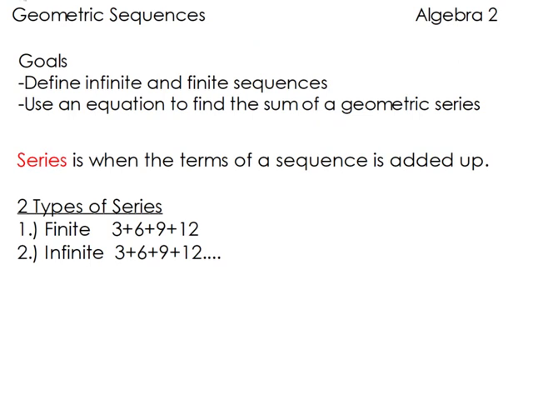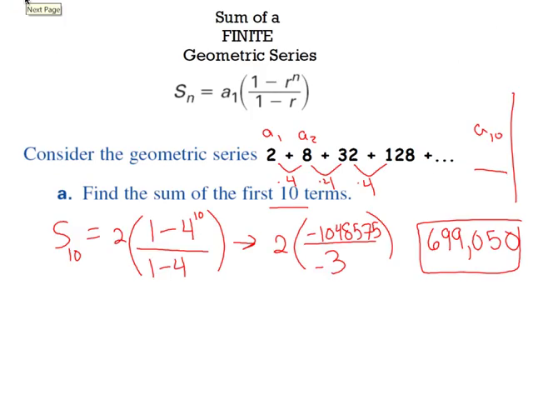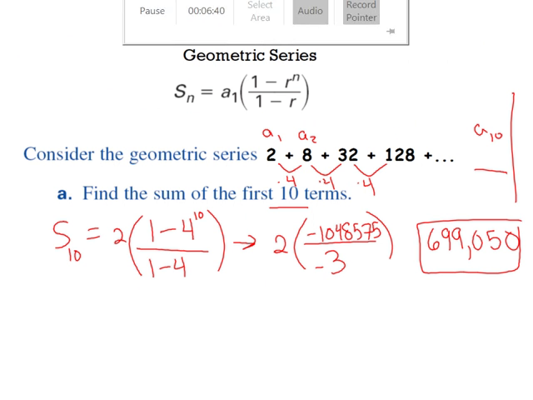Okay, so that would be a finite geometric sequence. There's your formula for that. There is such a thing for the infinite ones, and I can show you that if you're really curious. We're not really going to spend a whole lot of time on it, if any at all, but that's finite geometric series when you're adding them all up.